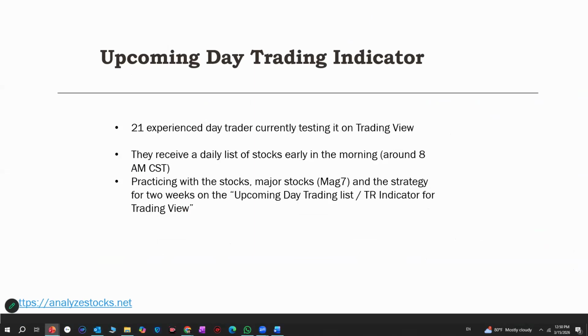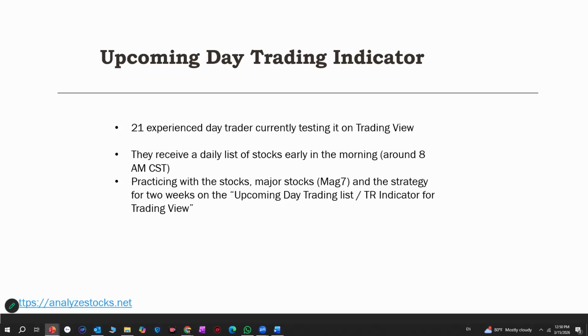But we should know exactly what markets are doing. Now, they receive a daily list of stocks early in the morning from the system, auto-generated, to answer your question. This was one of the questions, the best stocks. And practicing with the major stocks. So one is this list.